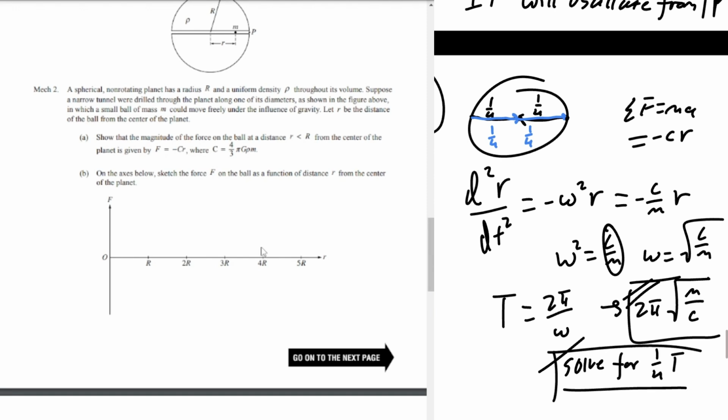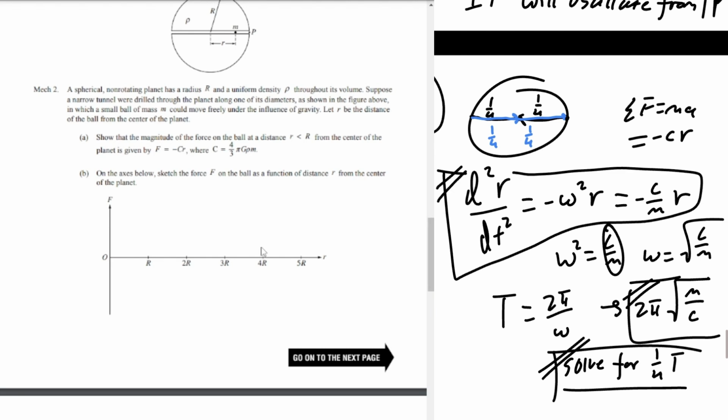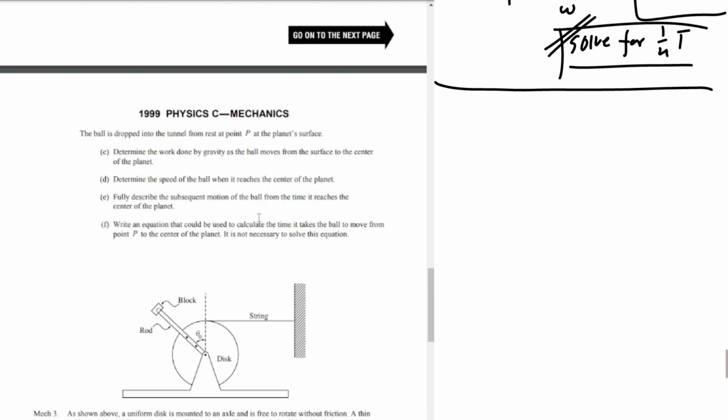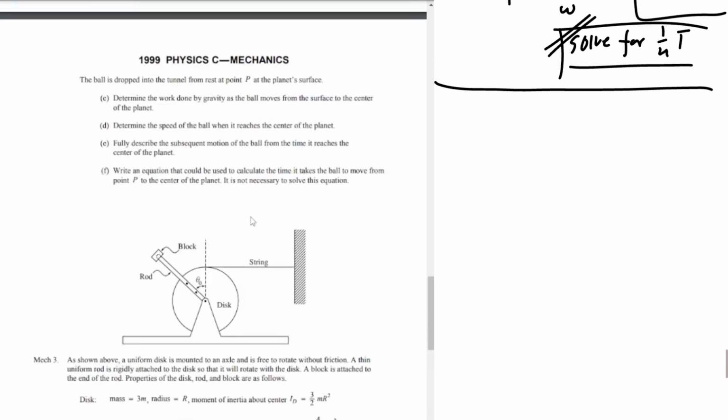And that's it. So this is a simple harmonic motion question, right? And this is the equation that you could use. Understanding that a is d2r over dt squared, and then plugging in what a is in order to find r as a function of time, you can solve it like that. So that's two ways to do it. Now let's see the next question.